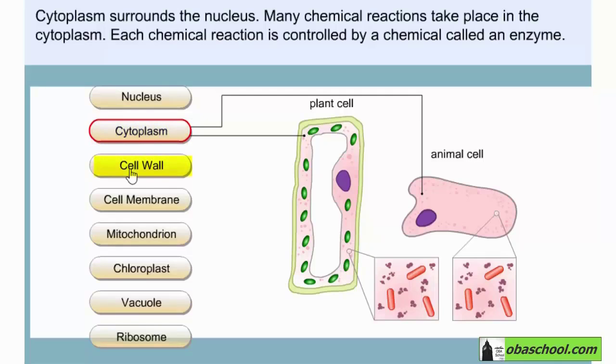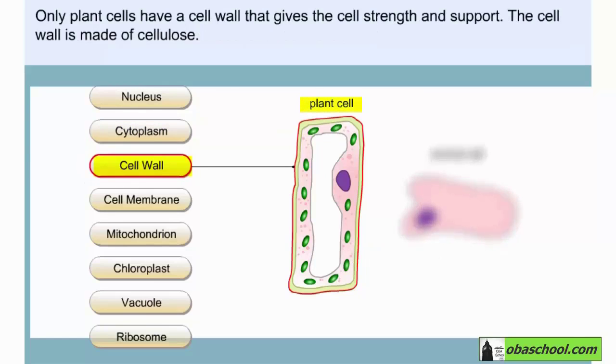Cell walls are only found in plant cells. They give the cells the strength and the support that they need. It is made of cellulose, and it is not found in animal cells at all.